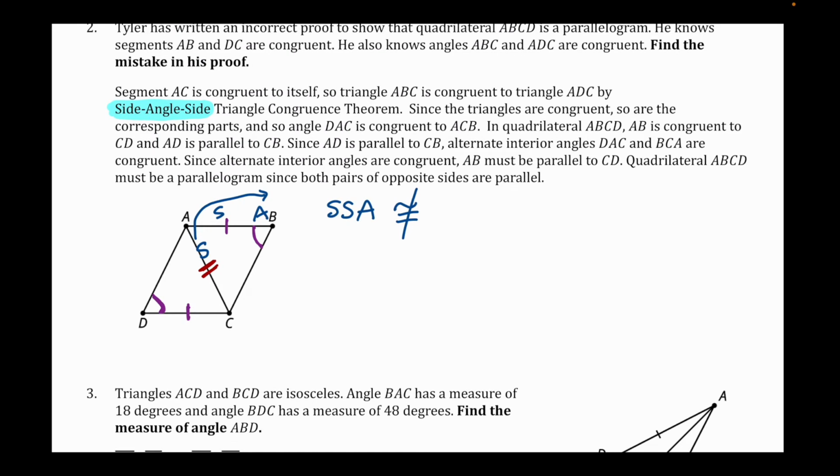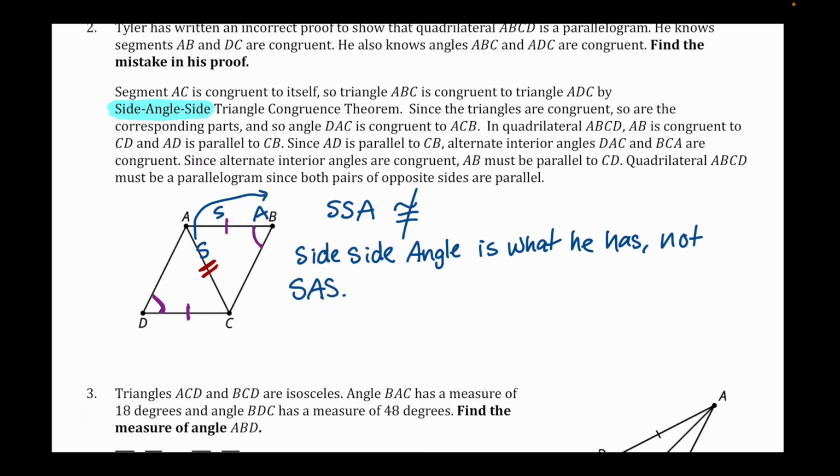Everything else in his proof is actually mathematically sound if you want to read through it, but this part is not. So we can say side-side-angle is what he has, not SAS. And then we can say SSA is not enough to show triangle congruence.